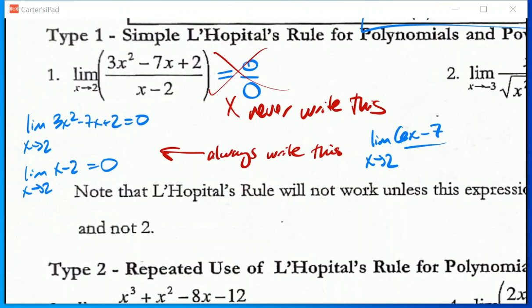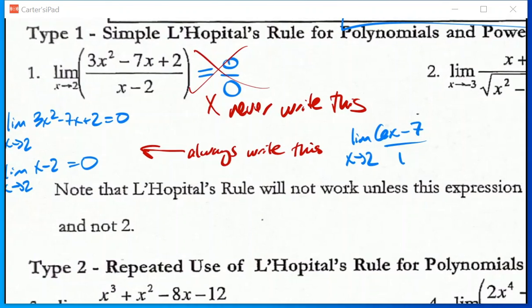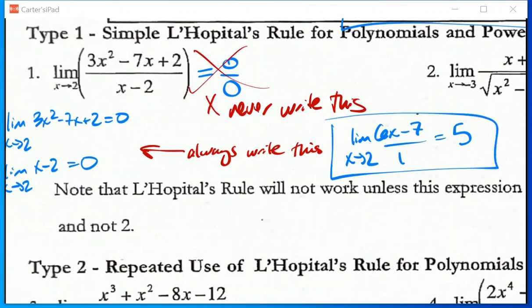1. Yep. And so now if you plug 2 into that, you get 5, which is the answer. And usually just taking the derivative is easier than factoring.